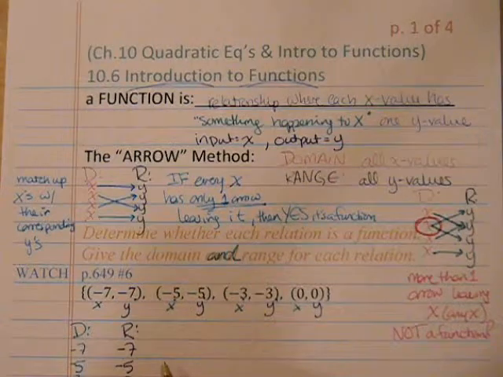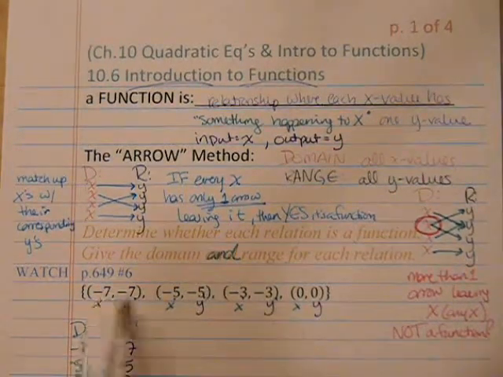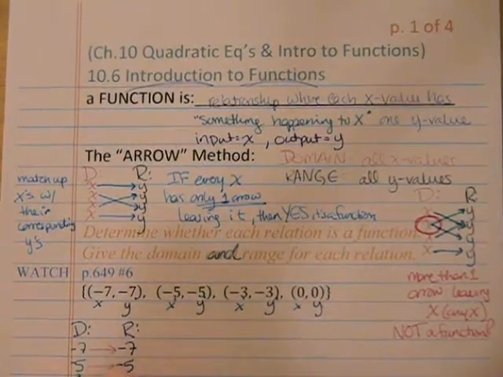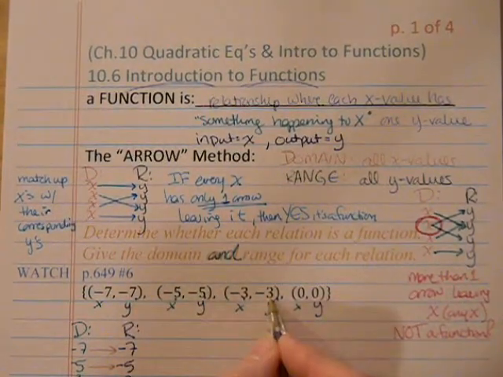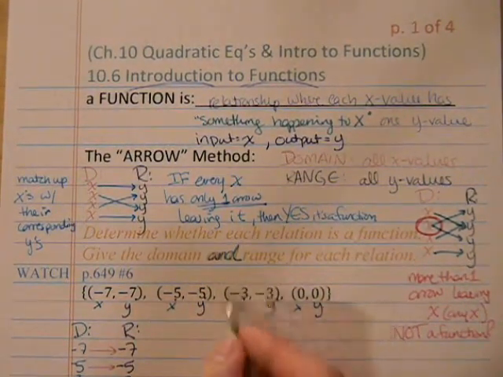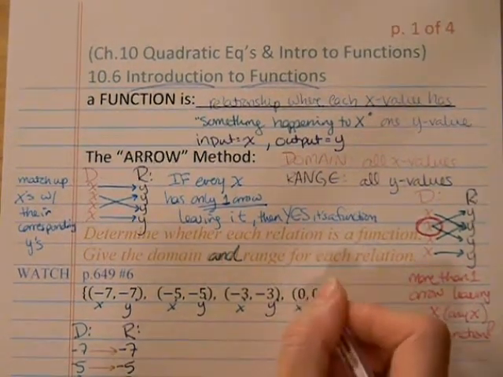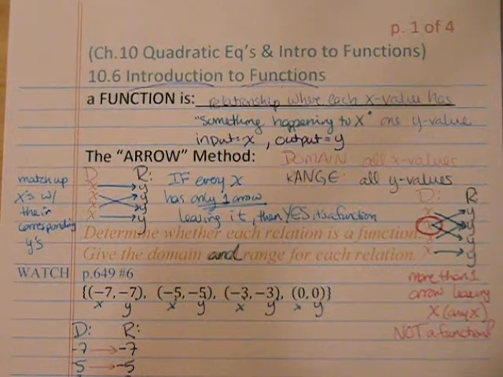And now we draw the arrow. Let's match it up. Well, -7 matched up with -7. -5 matched up with -5 because they gave it to us that way. They're telling us that -3, -3 is a pairing. Put -3 in, you get -3 out. 0, 0 is a pairing. Put 0 in, you get 0 out.